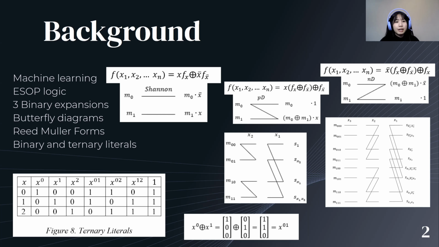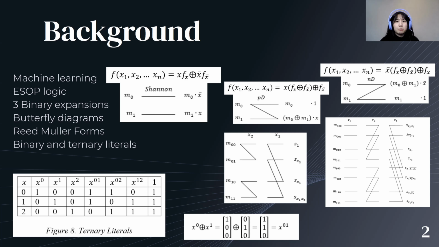Reed-Muller forms. Expanding each variable of the function with either positive Davio or negative Davio produces 2^n possible fixed polarity Reed-Muller forms, while expanding each variable of the function with one of the three binary expansions produces 3^n Kronecker-Reed-Muller forms, where n is the number of variables within the function.